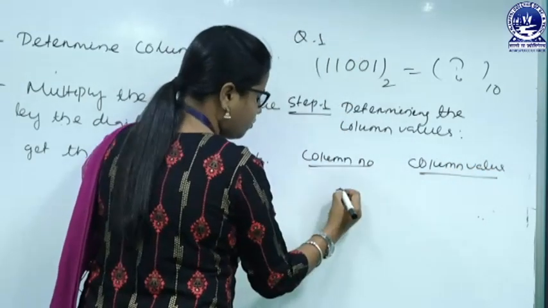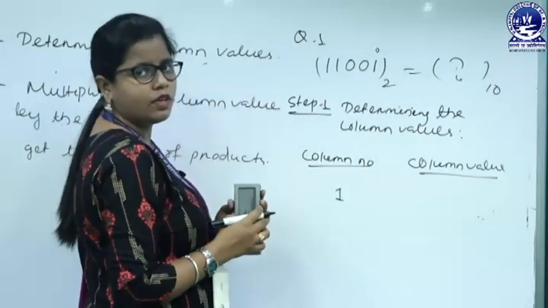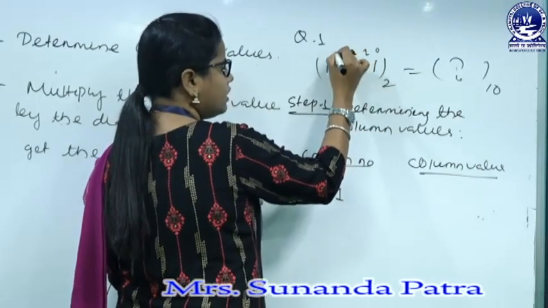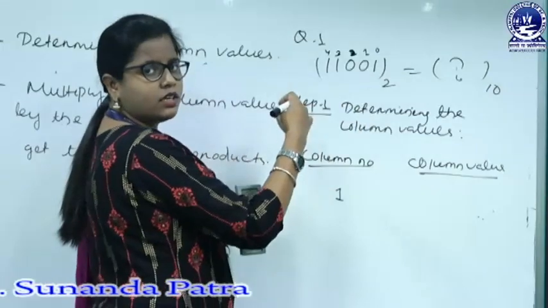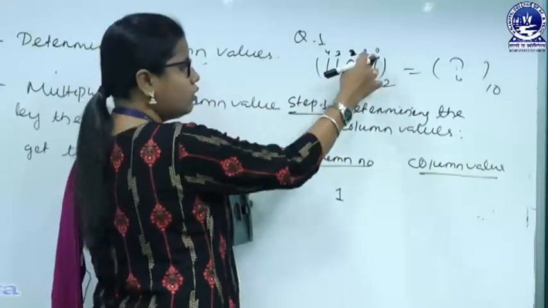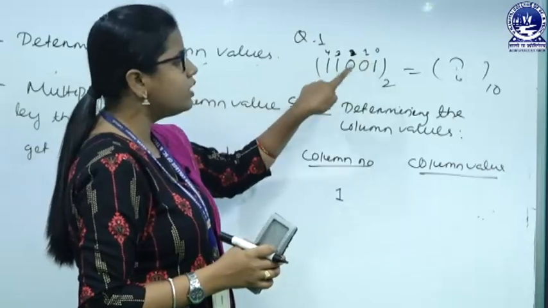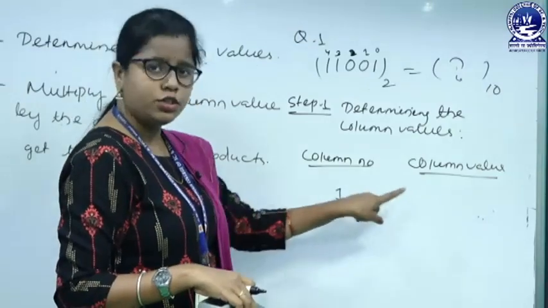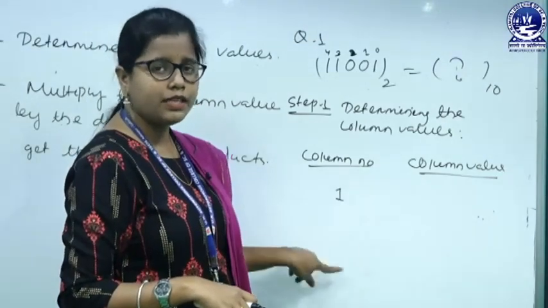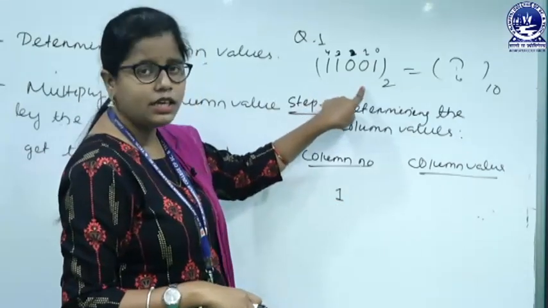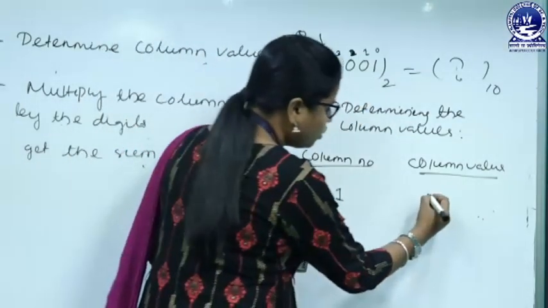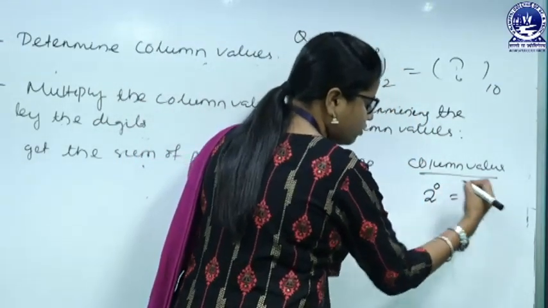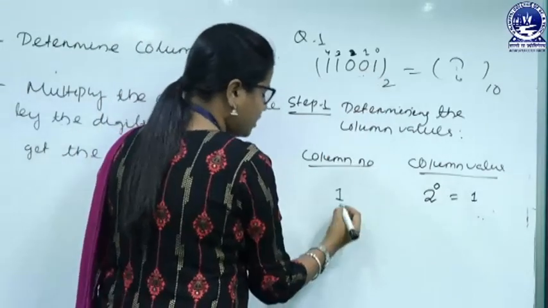For column number 1, the weight here is 0. Here the weight is 1, here the weight is 2, then 3, then 4. These are the weightages. The first column has weight 0, the second column has weight 1, the third column has weight 2. So for column number 1, what will be the column value? That is the base to the power weightage. The base here is 2. So 2 to the power 0, that is 1.